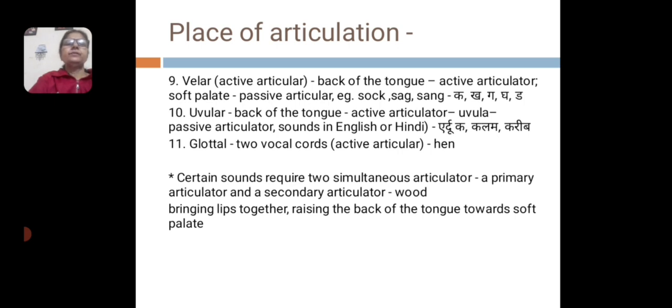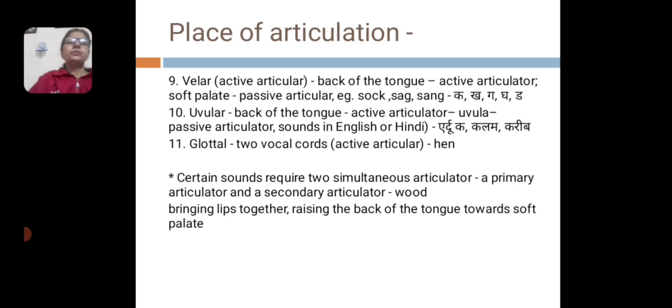Uvular is that consonant in which the back of the tongue is the active articulator, and it is named after the uvula. The uvula is the passive articulator. So if the back of the tongue is touching the uvula, then the sound is produced. In Urdu, there are words like qareeb, qalam. Glottals are those in which the two vocal cords are the only active articulators. For example, the ha sound. We are not using either teeth or lips. We are opening our mouth, and from the vocal cords this sound ha is produced. The only active articulator is the vocal cords: ha, hen.